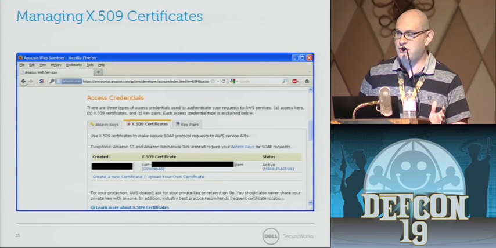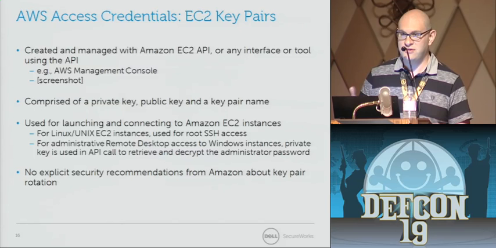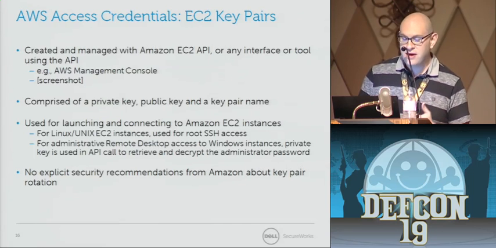Another screenshot here. EC2 key pairs. This is one of the biggest findings that we'll get into later, of what we actually found when we scanned the US East cloud with our tools that we're releasing today.